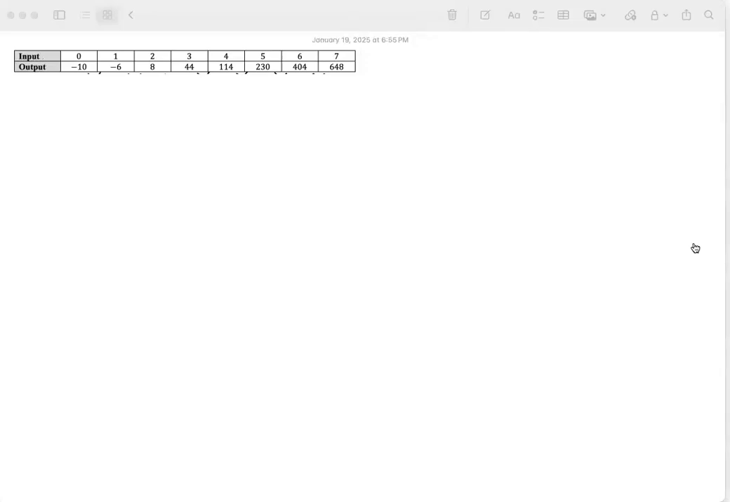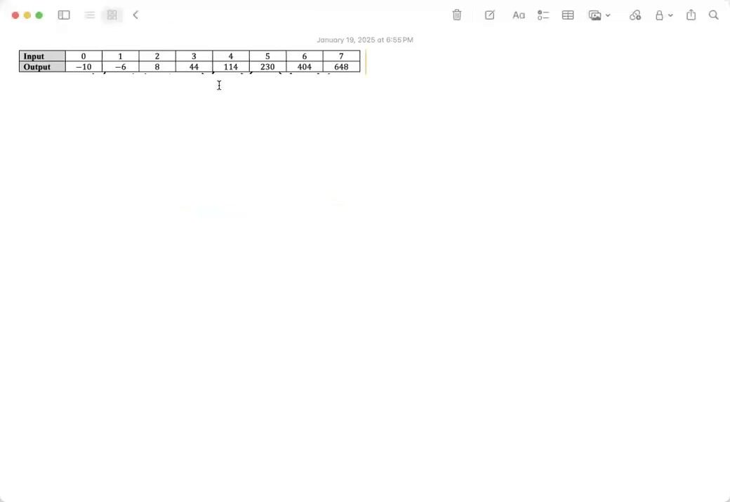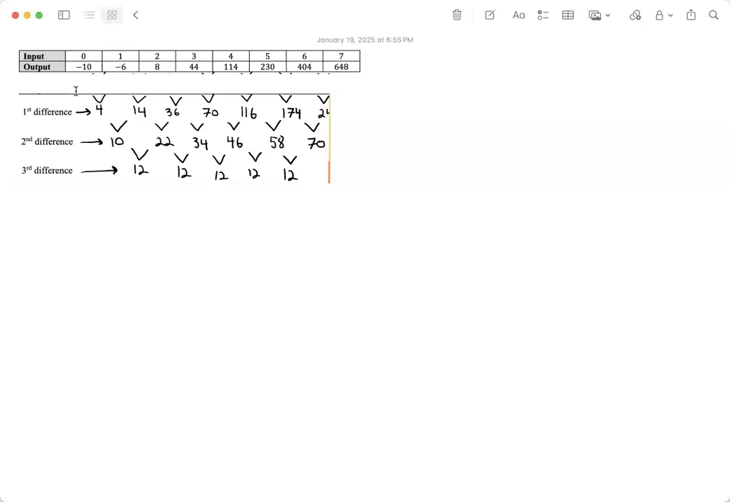Now, I've given you everything here, right? How do you find the difference? Finding the difference is also sometimes tricky. As soon as you're given the problem, you might get confused. Do I subtract 10 minus 6, or how do I do it? It's always the successive term minus the previous term. That gives you 4. 14 minus 6 is 8. 44 minus 8 is 36.